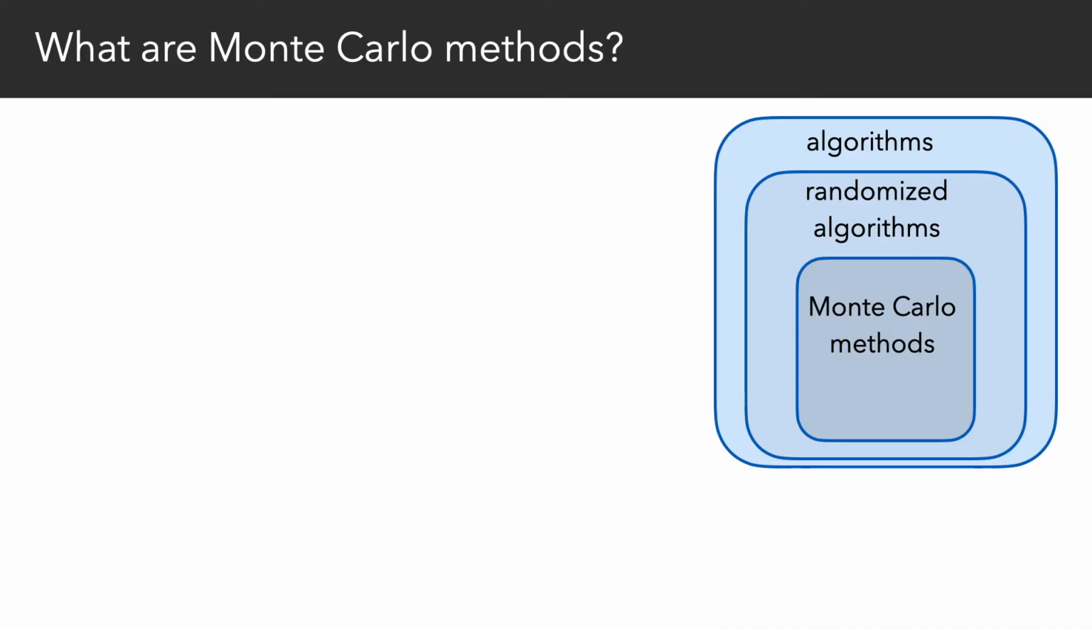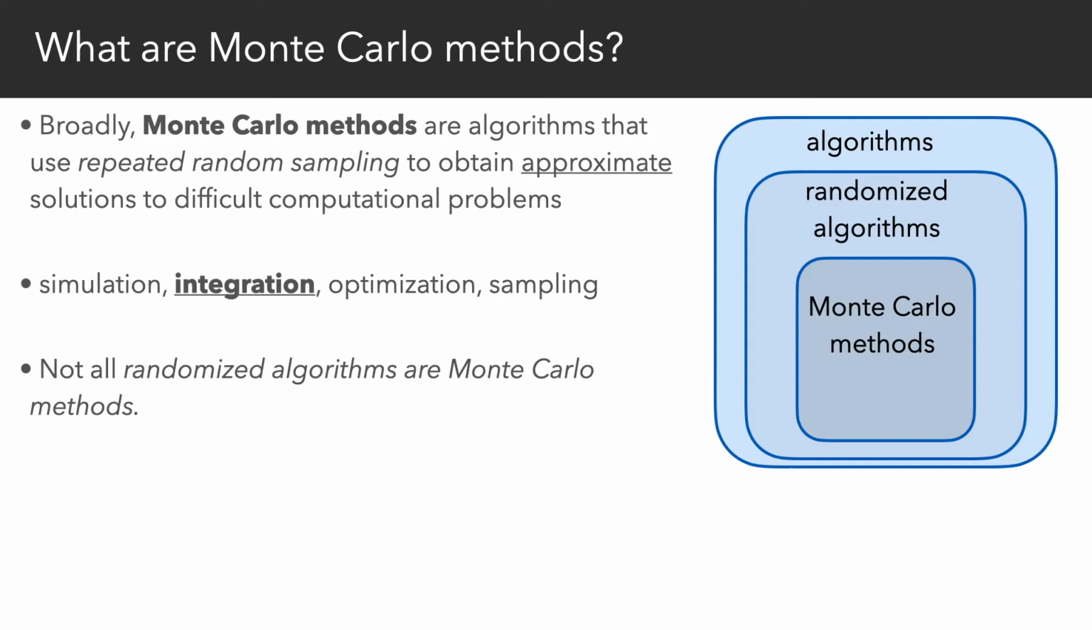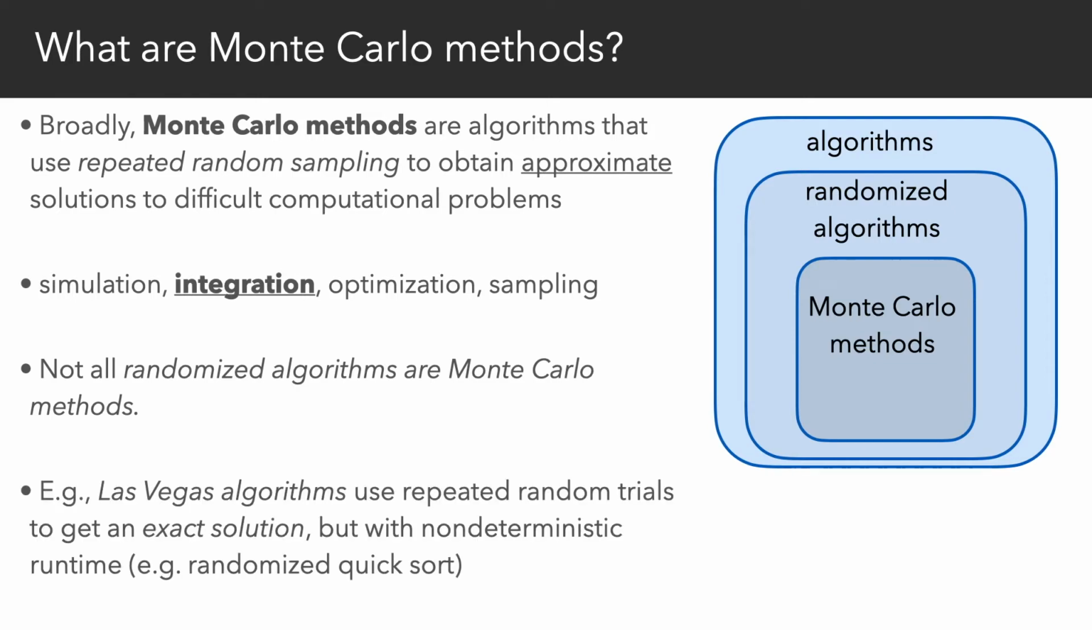The Monte Carlo methods we're going to discuss today are a special type of algorithm that uses repeated random sampling to arrive at an approximate solution to difficult computational problems. These algorithms turn out to be broadly useful for a range of numerical problems, including integration, which will be the main focus of today. Not all randomized algorithms are Monte Carlo methods, however. Another class of randomized algorithms are Las Vegas algorithms, which similarly use repeated random trials, but always arrive at the same exact solution. For instance, randomized quicksort will always return the same sorted list.